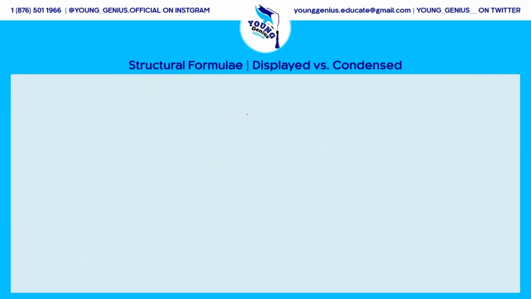So you can represent organic compounds by using their structural formulae, and the structural formulae are either displayed or condensed. All right. So basically, the displayed formula shows you exactly how the atoms in the structure are bonded. So for example, if we take a look at ethane, this would be the displayed formula for ethane, because you can see every bond in ethane.